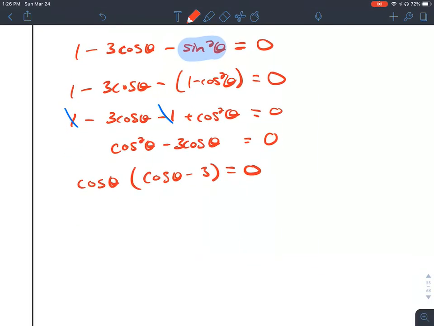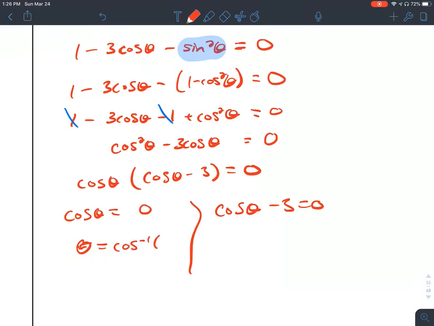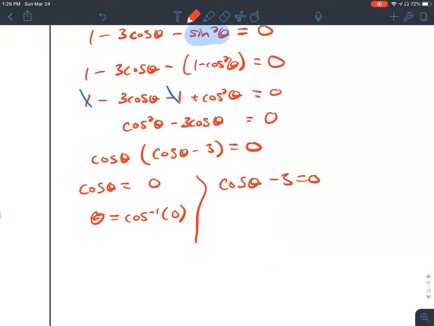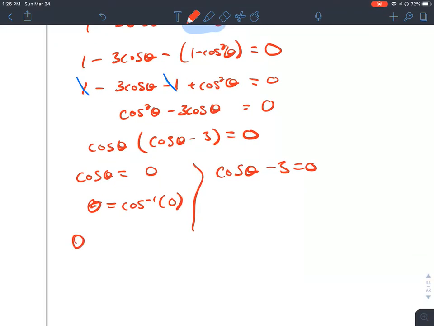So then, if I set each of these factors equal to 0, solving this first one, we're saying that theta is cosine inverse of 0. When is cosine equal to 0? It's on the positive or negative y-axis. And that happens at pi over 2 and 3 pi over 2.